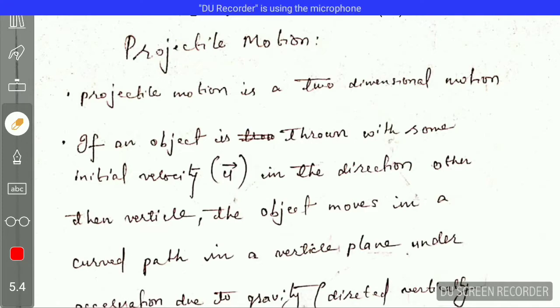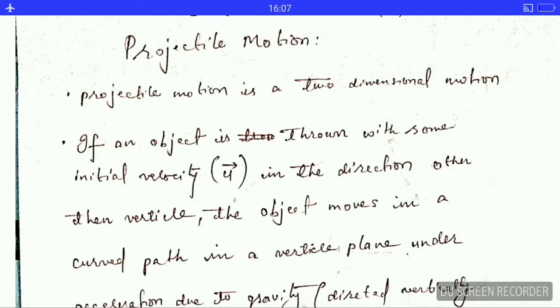The projectile motion. Okay, so the projectile motion is important at all levels. Okay, for MSc, for CSIR NET, for GATE, for JEST, at all levels the projectile motion is quite significant. So we will today discuss a bit about the projectile motion.